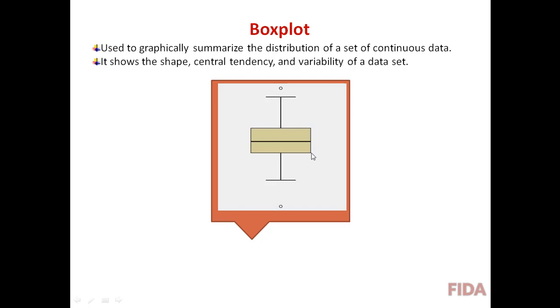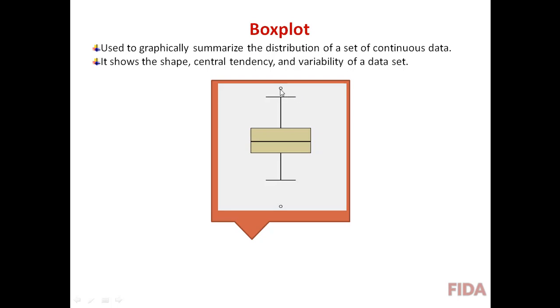This line shows the 25th percentile. The middle shows the 50th percentile, while this up here shows the 75th percentile. The three lines we have, this line, the middle, and this one, they all show that the data is divided into 4 parts. So this is what Boxplot is all about.